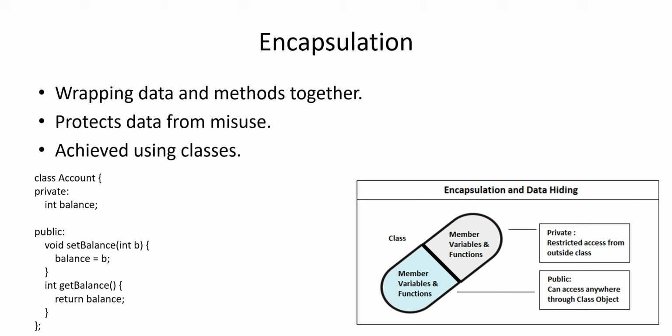To modify or read balance, we use public methods setBalance and getBalance. This ensures controlled access. For example, we can validate the input in setBalance and prevent negative balances. Encapsulation improves security and prevents accidental modification of important data. It also improves maintainability because changes in internal data representation do not affect the external code.